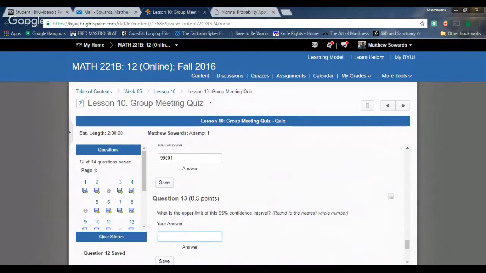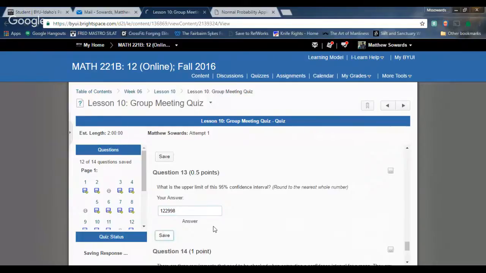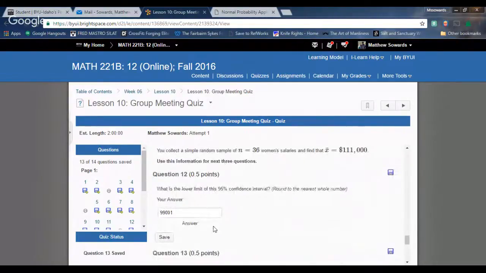Wow. Okay. What is the upper limit for the 95% confidence interval? Okay. For the same confidence. Okay, good, don't switch that. Oh, but yeah, now it's asking for the upper limit. Right. Before it was for the lower limit. Okay. 122. Wait, when it's asking for the nearest whole number, yeah, we've got to round.